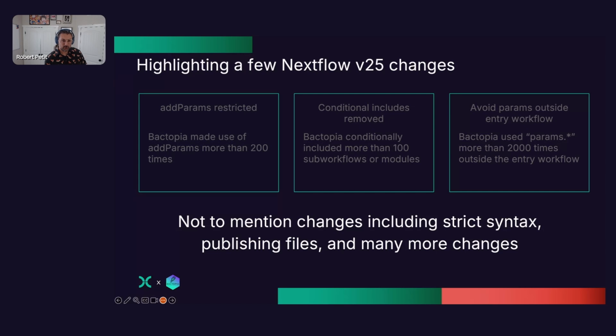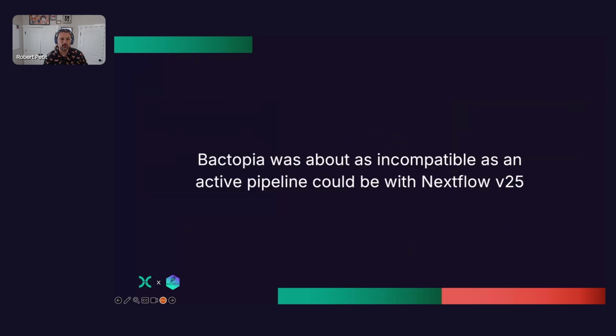These are just a few examples. There were also things such as strict syntax and changes to how files are published in Nextflow version 25 that affected Bactopia. You could safely say Bactopia was about as incompatible with Nextflow version 25 as a pipeline could be.